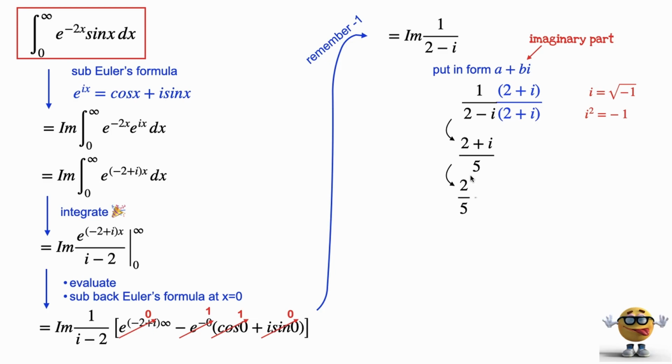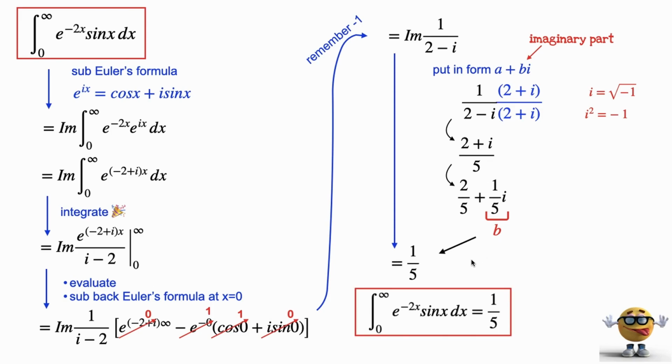And we can split this up into two happy fractions, 2 divided by 5, which is the real part, plus 1 divided by 5, which is the imaginary part, i, right here. And this, my friends, is the answer to our problem. This is our b. So the integral of e to the negative 2x sine x from 0 to infinity, my friends, is 1 over 5.